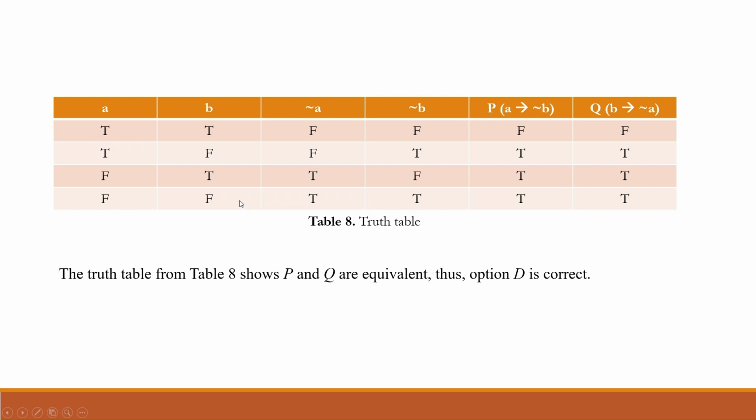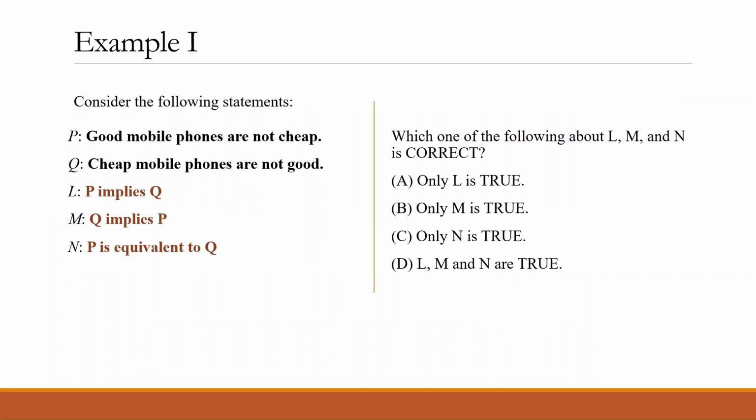We can use the truth values, okay? So here we will have the truth values for proposition A. Here we will have the truth values for proposition B. Here for not A, for not B, for A implies not B, and for B implies not A. If we check the values from the two last columns, we can notice that they are equivalent. So basically A implies not B and B implies not A have the same values and they are equivalent. Thus, statement D is true: L, M, and N are true, because P implies Q, Q implies P, and P is equivalent to Q.